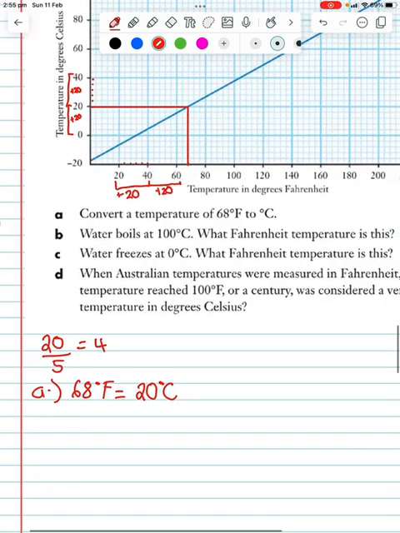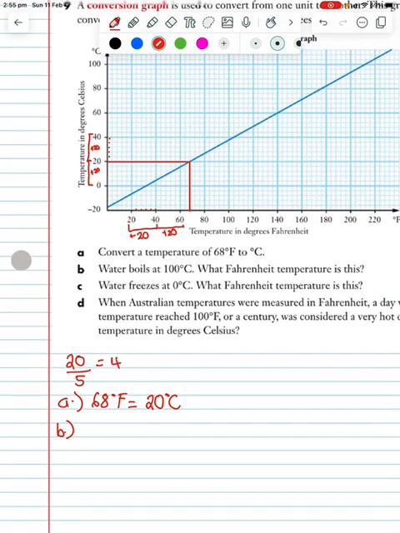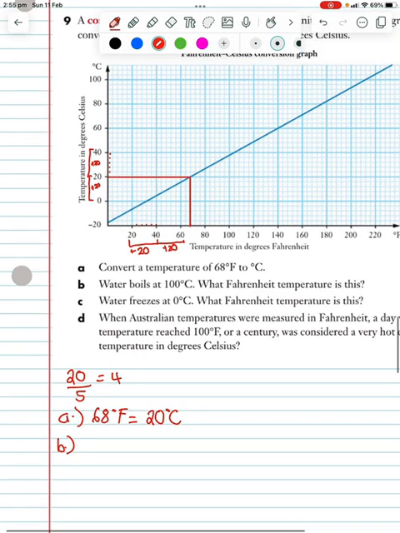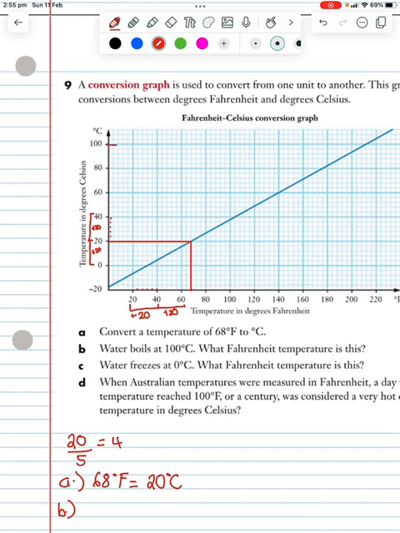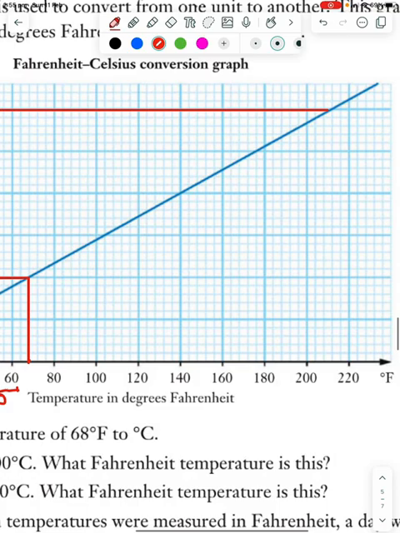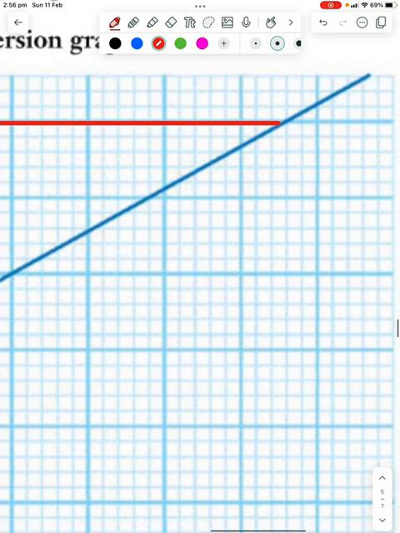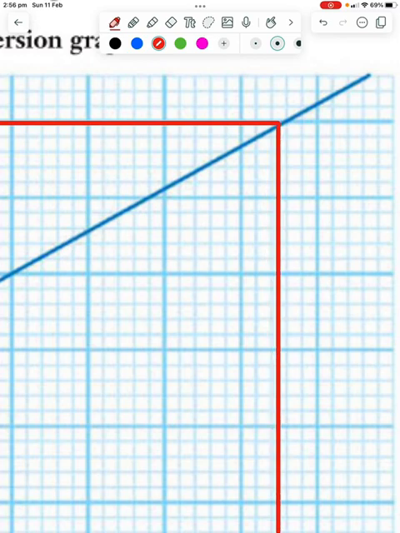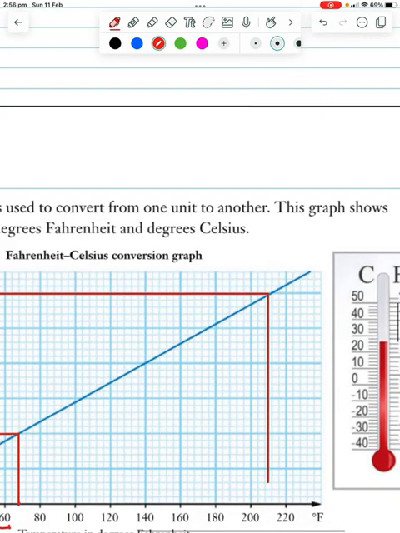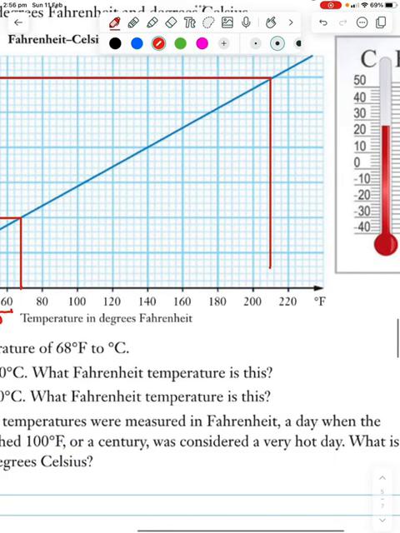Let's give B a go. Water boils at 100 degrees Celsius. What temperature is this in Fahrenheit? This time I'm going to go onto my Celsius axis, and draw my line across until I hit my conversion line. I'm then going to zoom in a little bit to make it easier for us to see, and draw that down. I'll scroll down a little bit so that I can continue my line, and we're going to end up about here.